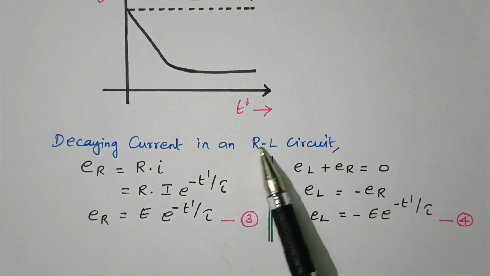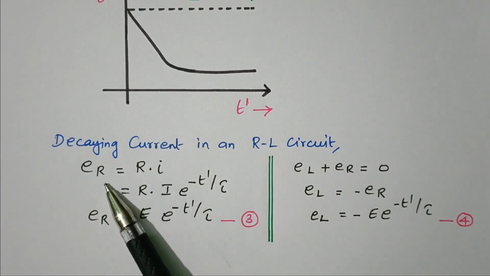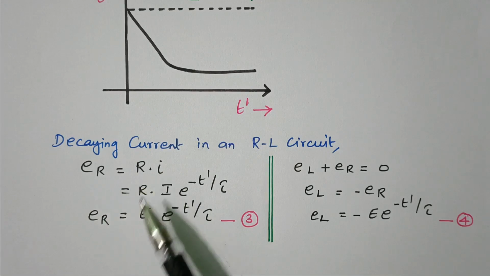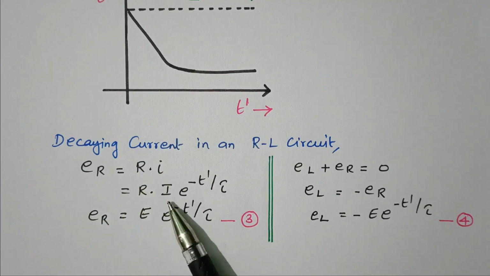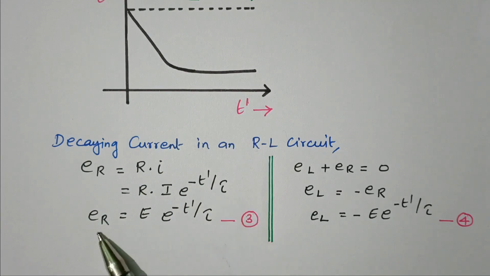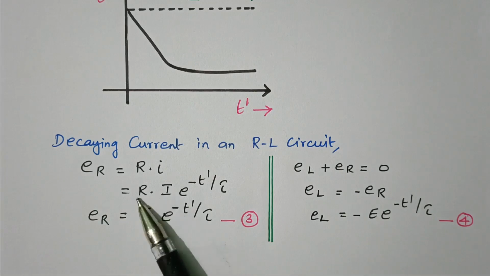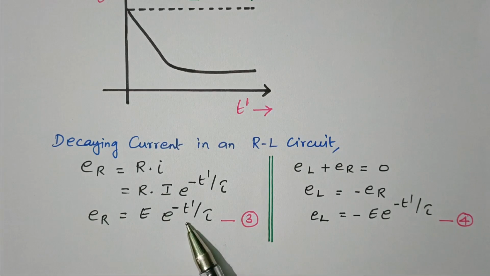Decaying current in RL circuit. ER equals R into I. Voltage across the resistor is R into I, which is nothing but R into I e power minus t dash divided by tau. So see that this is also decreasing. I into R is E, so ER equals E e power minus t dash by tau. So we can easily see that the voltage across the resistor is also decreasing.